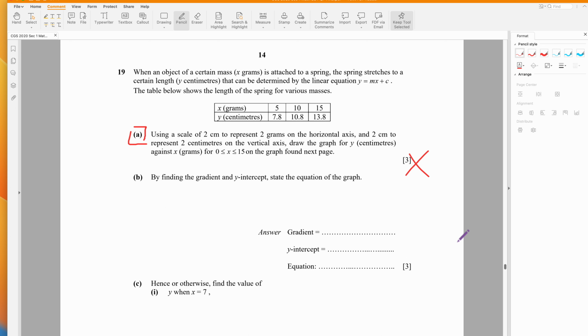Okay, I know how to do it. Okay, I know where the mistake is. The first mistake comes from your scale.